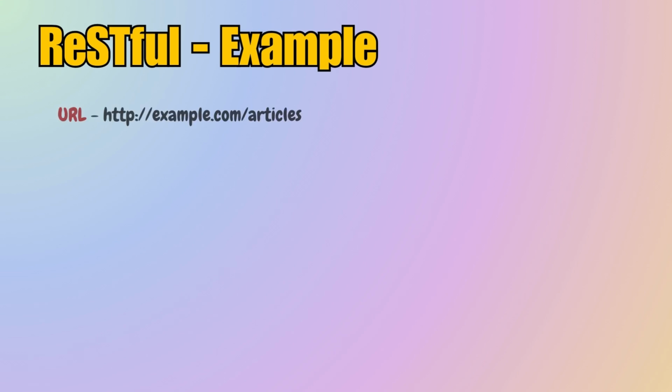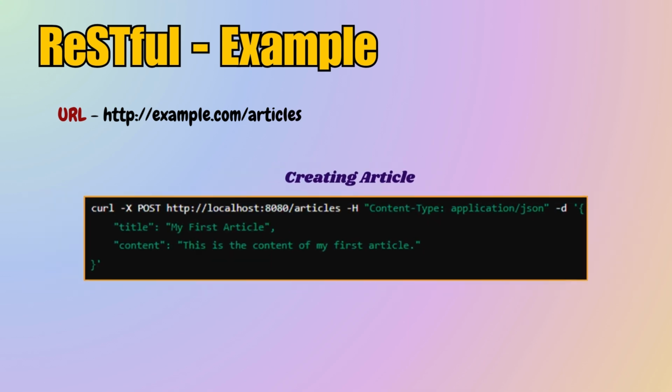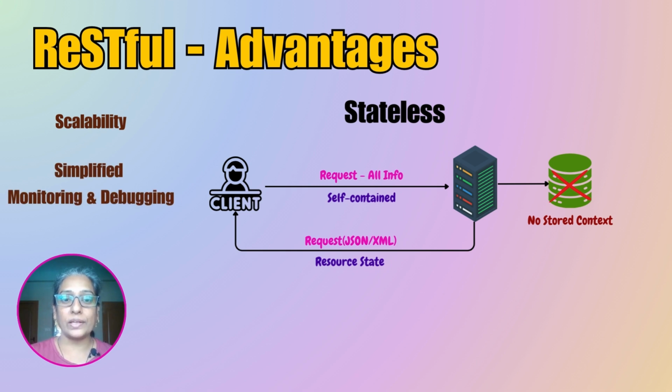Consider this example. A RESTful web service for a blog might provide a URL like example.com/articles for accessing articles. A GET request to that URL would retrieve articles, and a POST request would create a new article. REST stateless interactions improve scalability. Each stateless request is complete and self-contained. This simplifies monitoring and debugging.